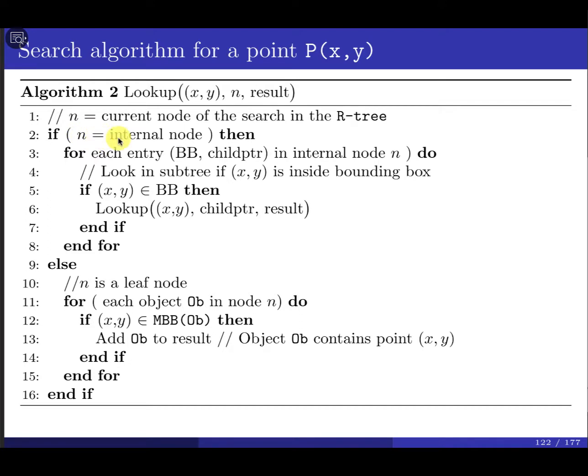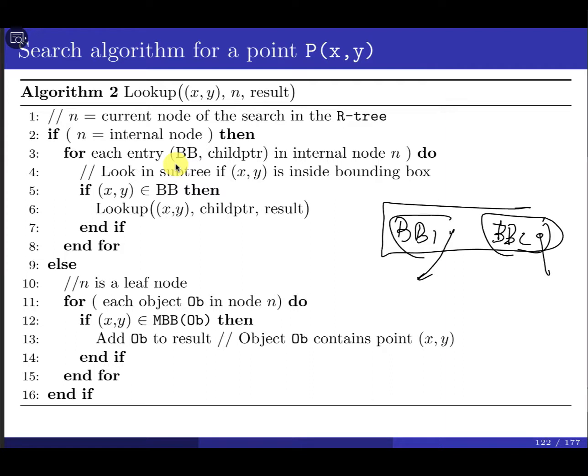Then, for each entry that you find in this node, we have, in the first one, bounding box 1, for example, and a pointer. Bounding box 2, and we have a pointer. Something like this, yeah? For each of them, you have to search and figure out whether any of them contains this point or not. Can we tell whether the bounding box contains the point? Yes. Because if the point is within this range or rectangle, then it's contained by this bounding box.